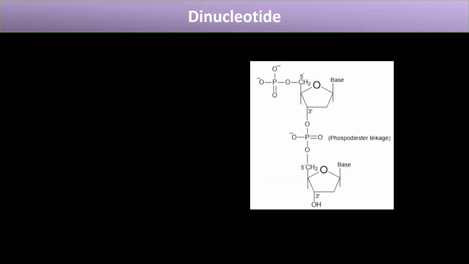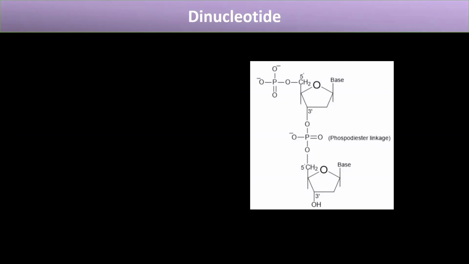The next thing that we'll study now is the dinucleotide. So how do we form a dinucleotide? Because we see that the nucleic acid is a chain of polynucleotide. So before moving to the polynucleotide structure, let's see how a dinucleotide is formed. We have seen two types of bond till now. One is the glycosidic bond, formed between the base and the sugar, and the second is the phosphoester bond, formed between the carbon of the sugar and the phosphate.